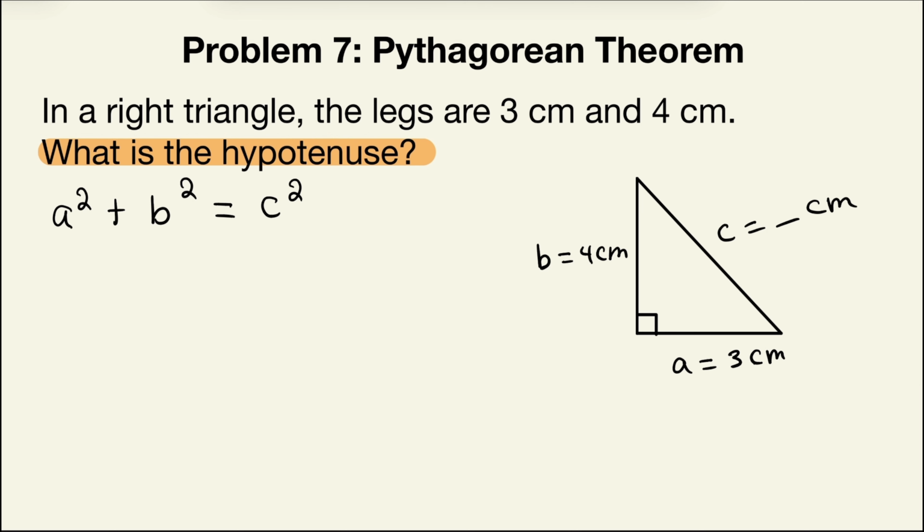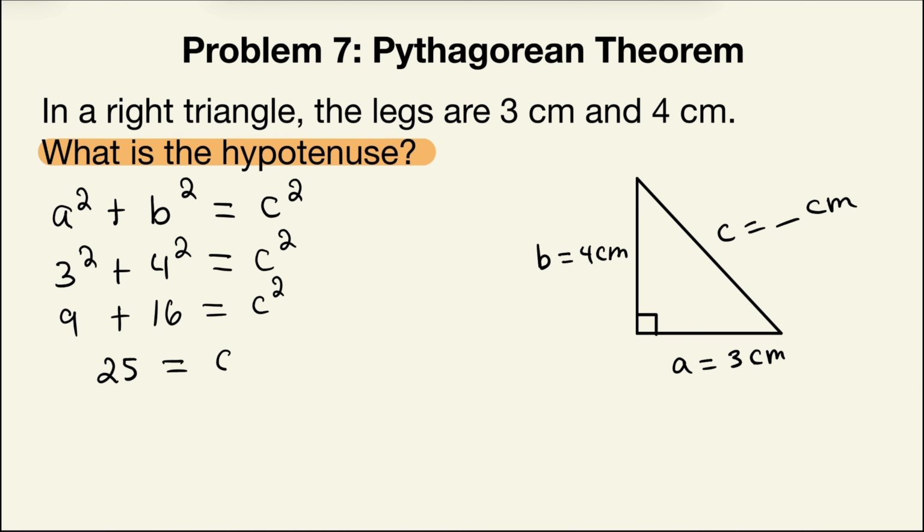And now we can use this formula to plug in the numbers. So we have a squared, which is 3 squared, plus b squared, so that is 4 squared, equals c squared. And so we know that 3 times 3 is 9, plus 4 squared is 4 times 4, which is equal to 16, which is equal to c squared. 9 plus 16 equals 25.